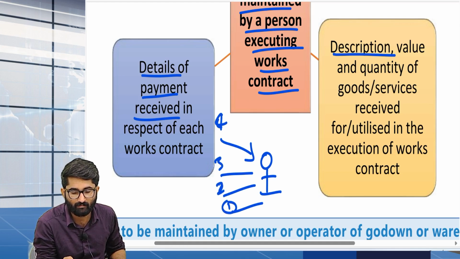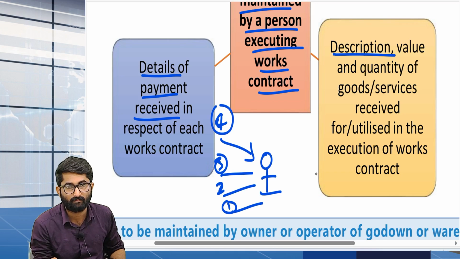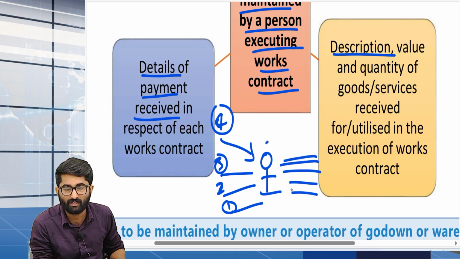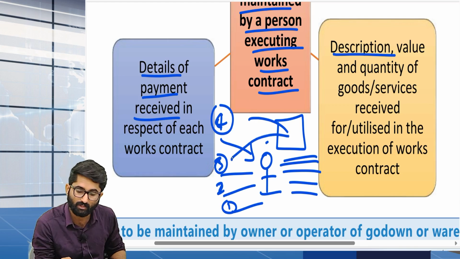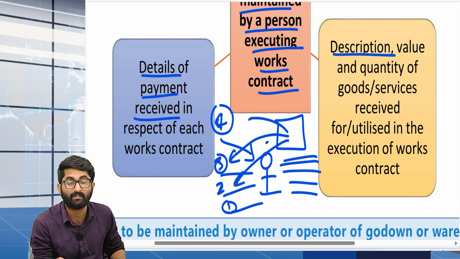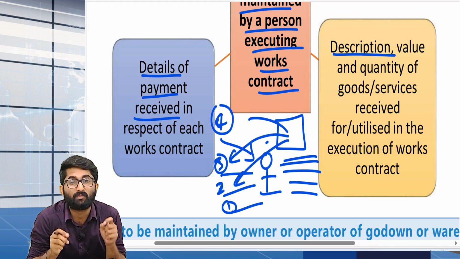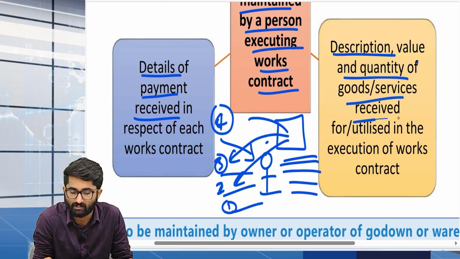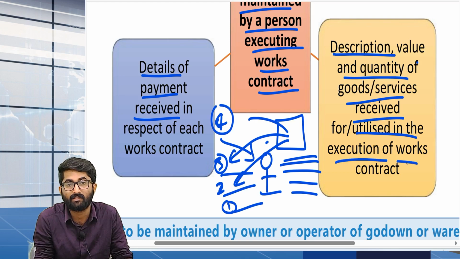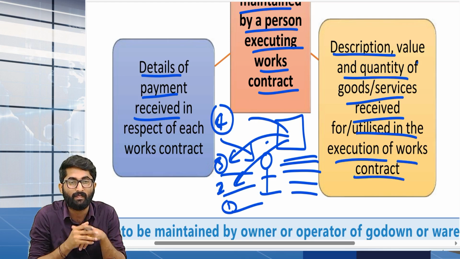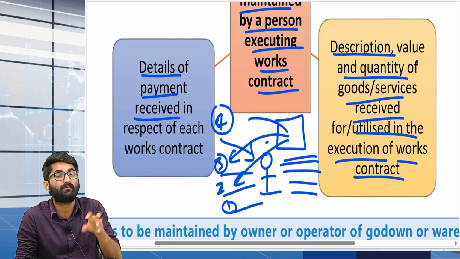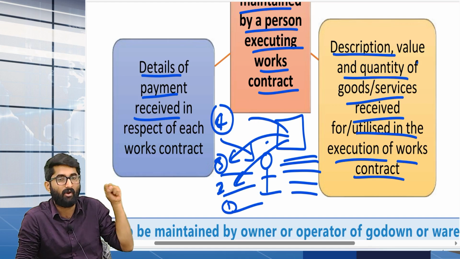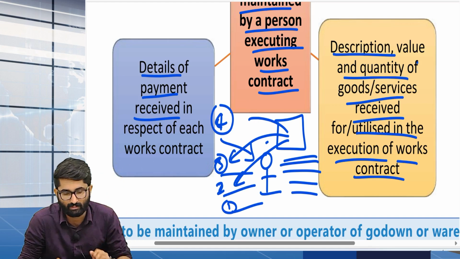First builder, second builder, third builder, fourth builder. Okay, I got some works contract for which I will purchase goods at once. It is there in my godown. Some goods are used for this guy, some goods are used for this guy, some goods are used for this guy. So I have to maintain the description, value and quantity of the goods received and utilized in the execution of the works contract. That also I need to maintain, because I need to know how much of the goods and services went for which builder or which party.